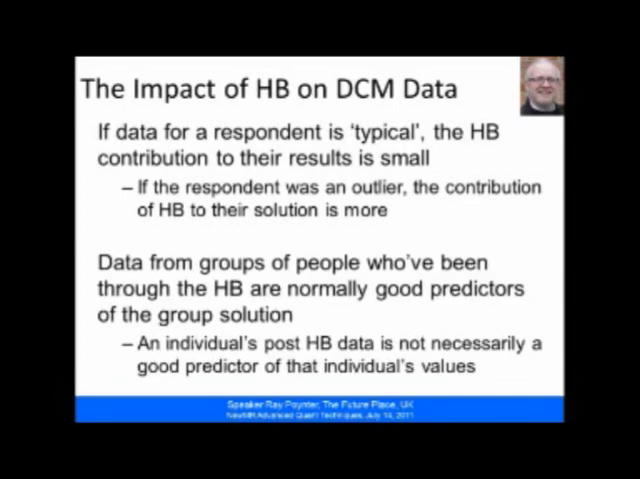Data from groups of people who've been through hierarchical Bayes, through the hierarchical Bayes machine, if you like, are normally good predictors of how the group should behave, but they're not necessarily good predictors of individual levels of data. If you take the raw data that you collected and you look at the predicted choices within that, it won't always predict what people actually said at the individual level. It's really good when you group the data together, but it doesn't actually recreate those individuals. And we need to bear that in mind when we're using the data.